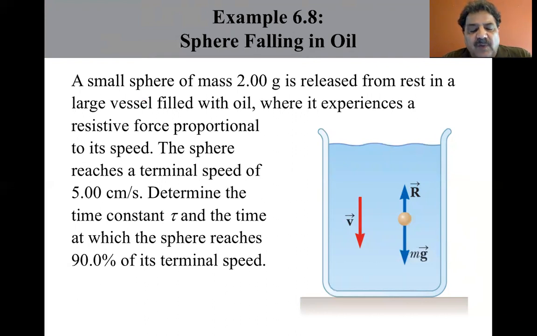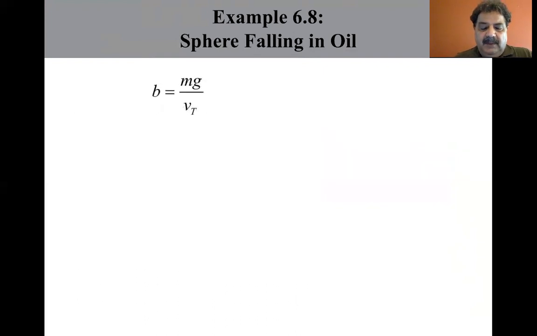We categorize it as follows. We model the sphere as a particle under a net force, with one of the forces being a resistive force that depends on the speed of the sphere. And this model leads to the equation for the terminal speed. For the terminal speed, v terminal equals mg divided by b. Okay, so if v terminal is equal to mg divided by b, then b is equal to mg divided by v terminal. You should be able to convince yourself of that.